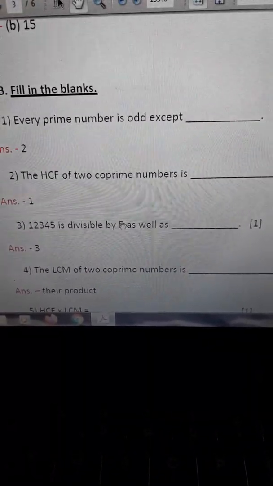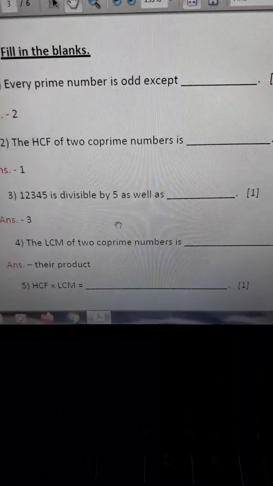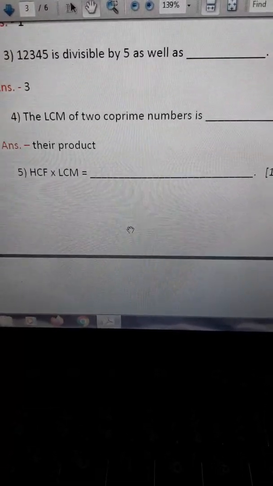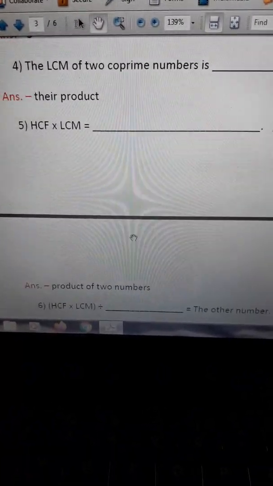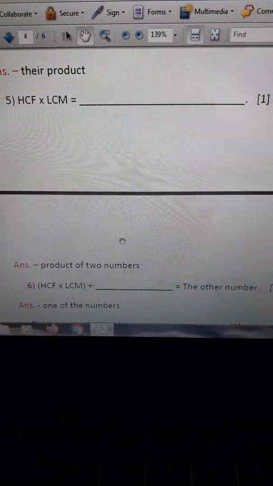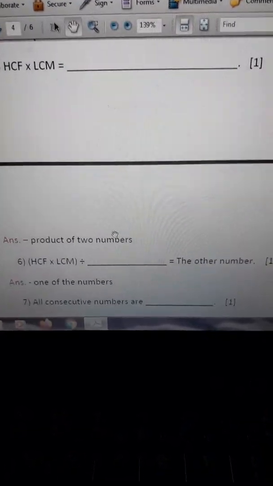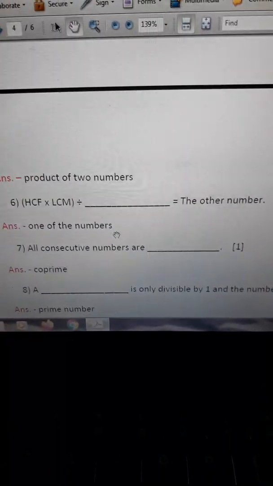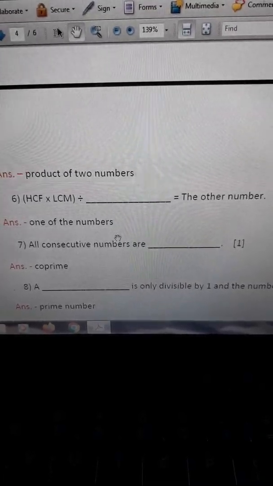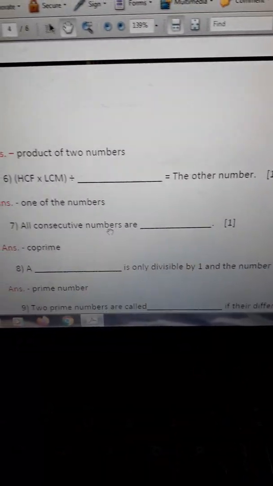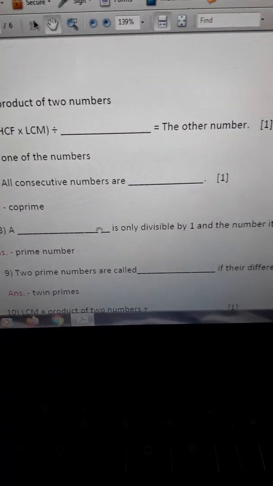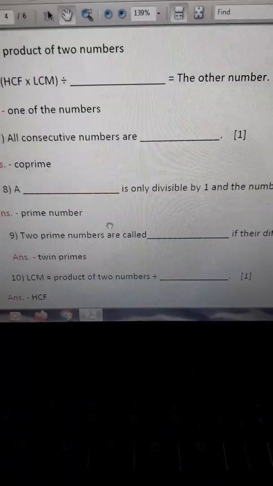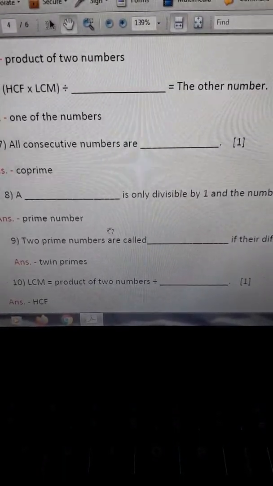Question number 4. The LCM of two co-prime numbers is their product. HCF and LCM: the product of two numbers, HCF and LCM, divided by one of the numbers equals the other number. All consecutive numbers are co-prime. Question number 8. A prime number is only divisible by 1 and the number itself. Two prime numbers are called twin primes if their difference is 2. Question number 10. LCM is equal to the product of two numbers divided by HCF.